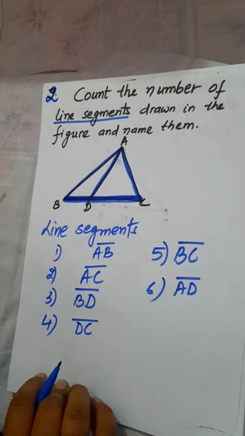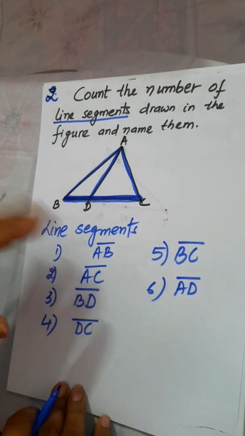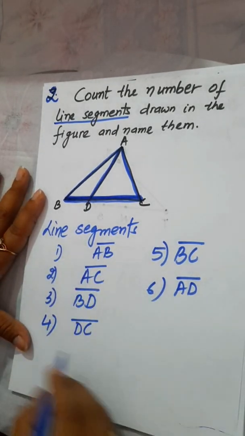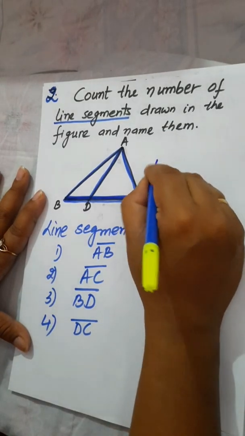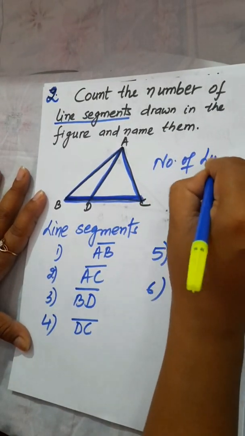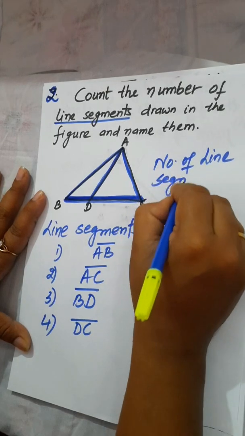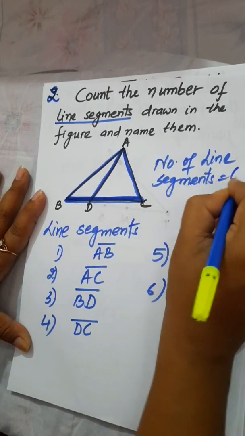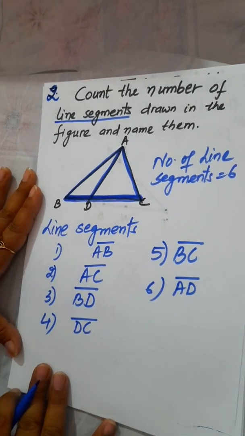So firstly we have to count how many line segments there are. There are 6 line segments, and then name them. So we can write: number of line segments is equal to 6, and these are the names of the line segments.